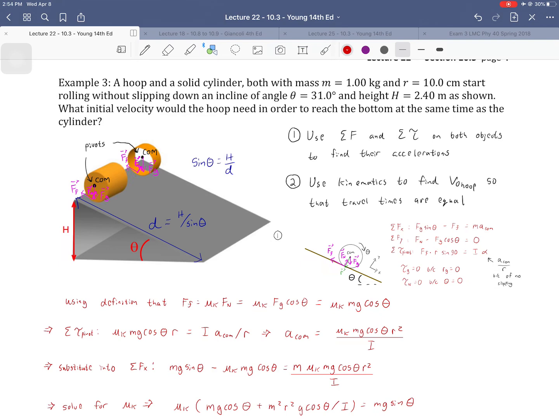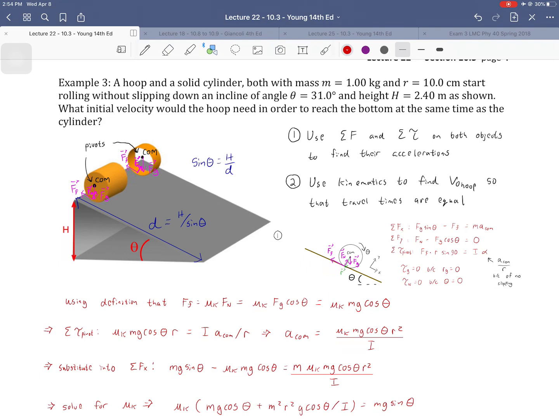Well, that means that we need to find their accelerations and then make sure that they cover the same distance in the same amount of time. Okay? And the reason that I know it's going to be the hoop that needs an initial velocity is because the hoop, having a bigger moment of inertia, will have a smaller angular acceleration, which means it'll have a smaller translational acceleration, which means it's going to lag behind the less inertia, easier to move cylinder, okay? Because the hoop is harder to rotate than the cylinder because all of its mass is far away. It requires more torque and all that.